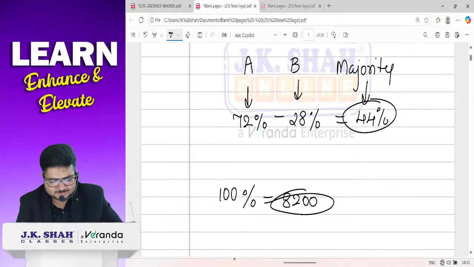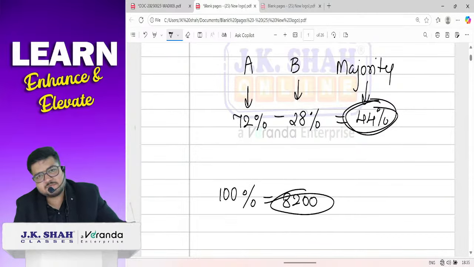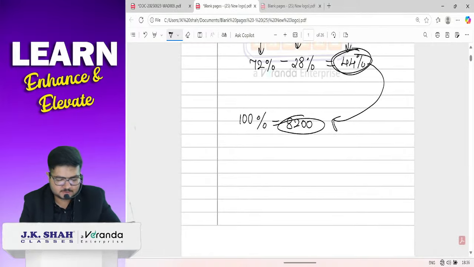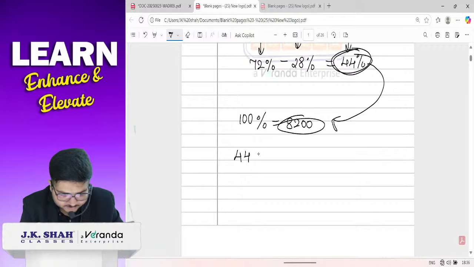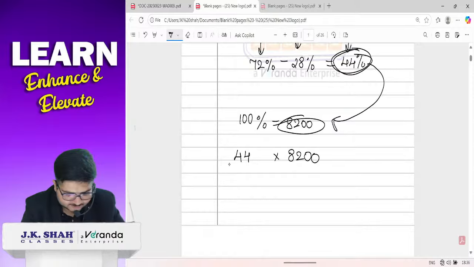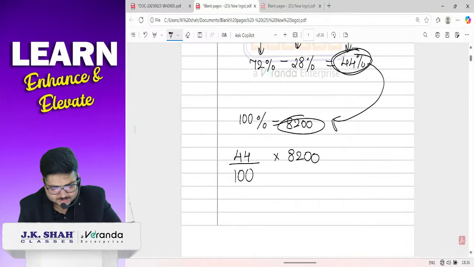Total votes are 100%. You have to find 44%. 44% of what? Of 8,200. Let us find out 44% of 8,200. 44% into 8,200. Now tell me this one thing: what do you mean by this percentage? I will remove the percentage and put denominator 100. It is one and the same.